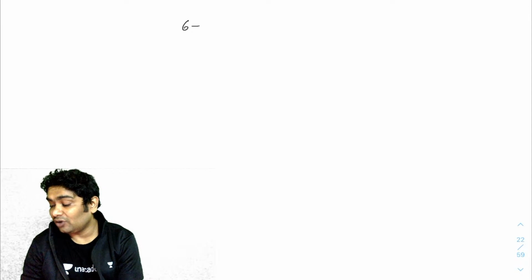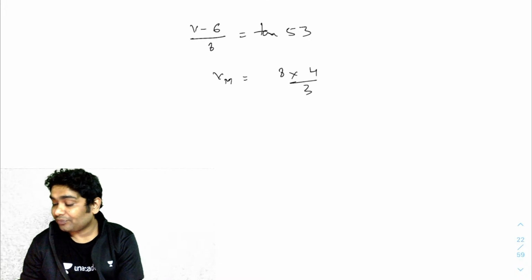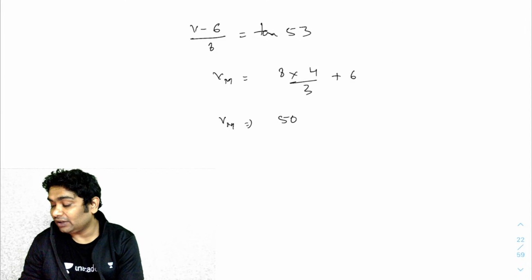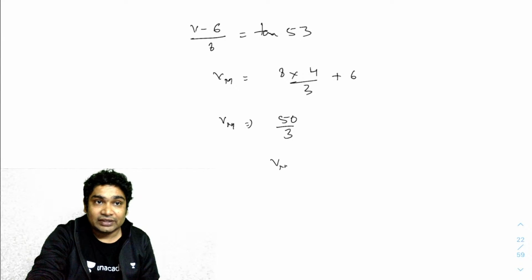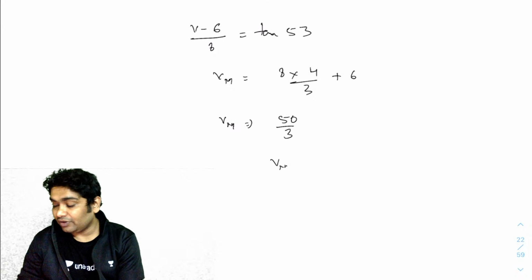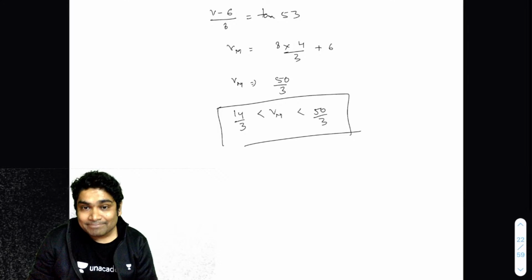So from here, you would have gotten Vm equals 8 into 4 by 3 again, plus 6. Velocity of man would have been 32 plus 18, so that would have been 50. The velocity of man should lie between this range. So if it lies between this range, then the angle should be less than 53. Okay. So you will realize velocity of man should lie between 14 by 3 and 50 by 3. That is why your answer is 20.